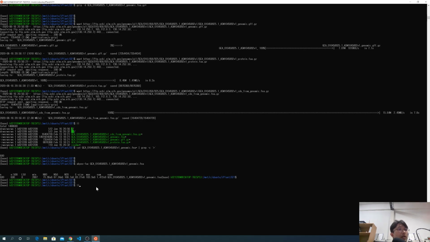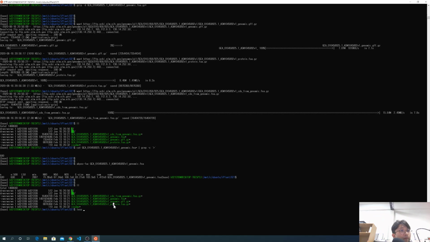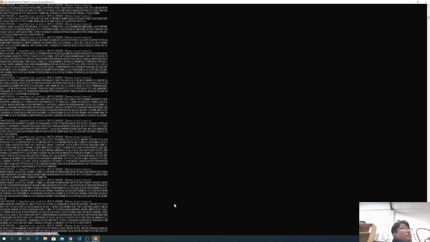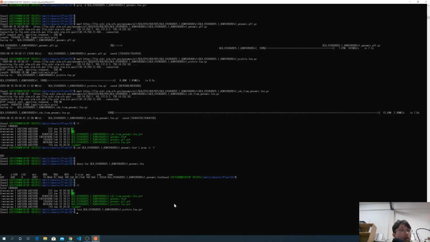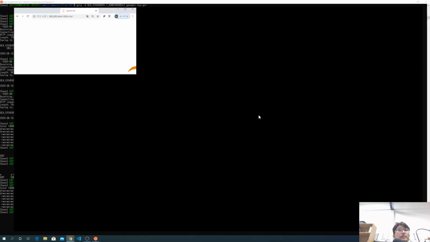Then what we have to do is check the protein sequence. This one. So they have a lot of protein sequences, and I think I have to run this against Arabidopsis again. But I think it will take another 10 hours using this computer. So I will use our server.